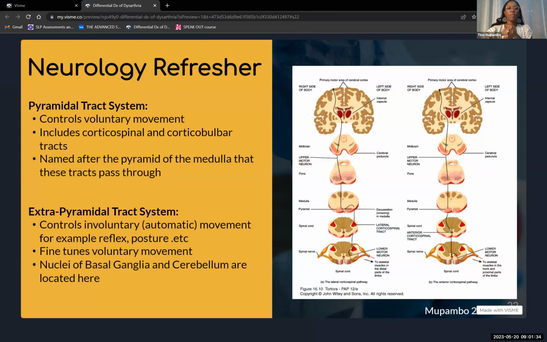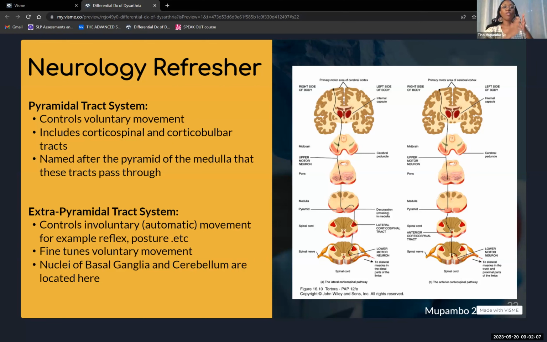So this is the last part of our neurology refresher. We're going to look at the extrapyramidal system, which has the last two main systems we need to know in order to complete the picture of our dysarthrias. But to really understand the extrapyramidal system, we need to know what the pyramidal system is. The pyramidal system is essentially what controls voluntary movement. As we were talking about upper motor neurons connecting to the lower motor neurons and initiating voluntary movement, that's the pyramidal system.